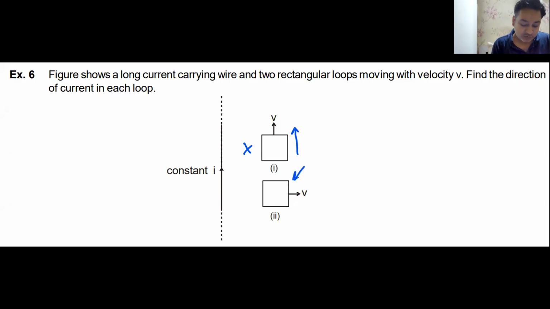In the second case, this loop is moving away. If the loop moves away, the magnetic field as you go farther will become less. That means the flux is becoming less. It has to increase flux, so it will create a magnetic field in the same direction as created by the wire. The wire is creating magnetic field in the inside direction. It will have to create magnetic field in the same direction, and therefore it will have current flowing clockwise, because when the current moves clockwise, the magnetic field created by that current will be going in the inside direction.